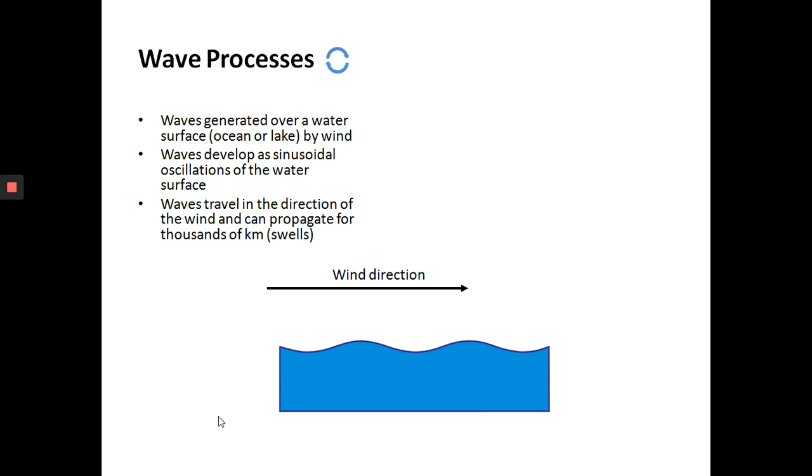Because of the interaction between the wind and a free surface of water, you start to get waves on its surface. And you can characterize these waves just like you describe waves in your physics classroom. They have a wavelength, wave height, or amplitude, and so on.